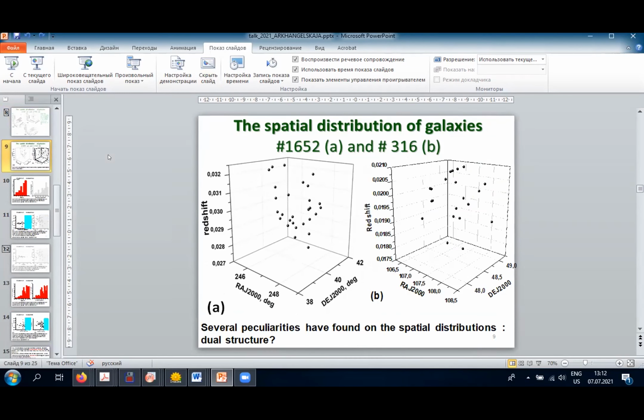Then the same distributions for clusters 1652 and 316.